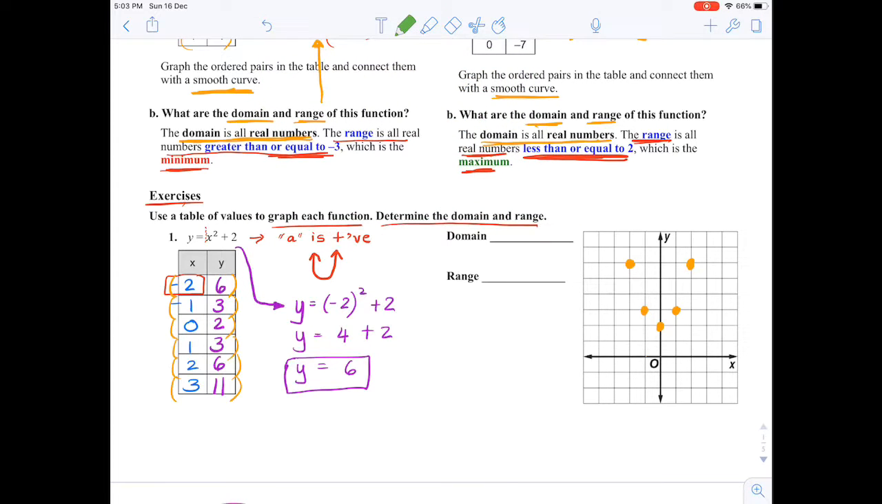So now, as smoothly as possible, I'm turning my laptop. I'm turning my iPad. I don't even know if you can see that. I'm going to try and join them as smoothly as possible. Don't forget to put your arrowheads, and there we have it.